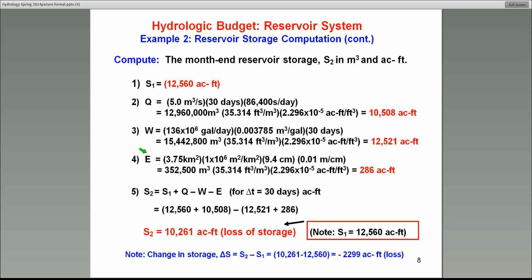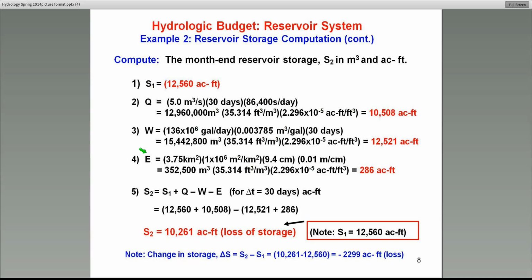Evaporation, by the way, if they give you evaporation in centimeters, they also give a rainfall input directly. In my example, I don't have that. I do not have the rainfall input falling directly onto the reservoir surface. If it is, let's say, for example, 10 centimeters of rainfall that occurs during that month, during that delta T or 30-day period.